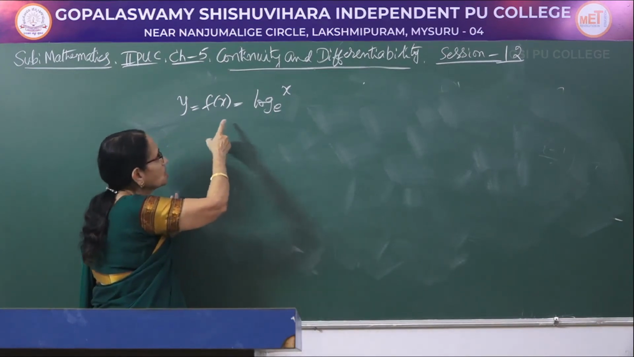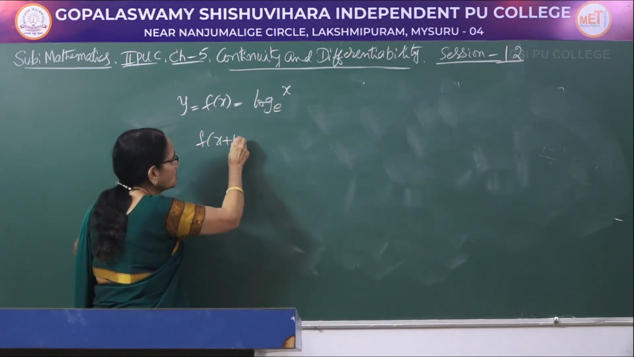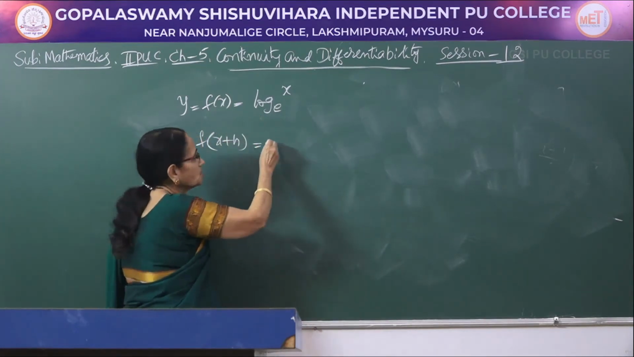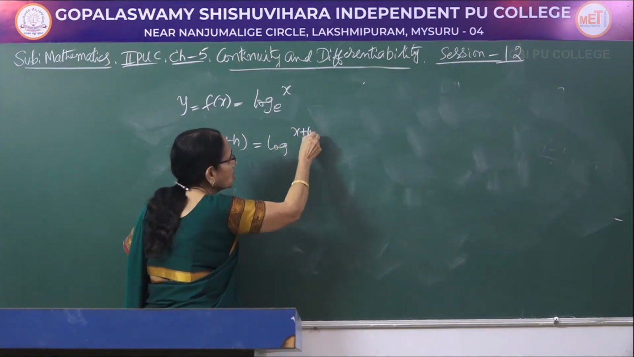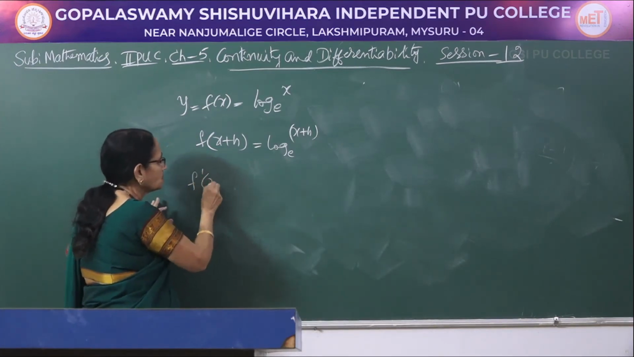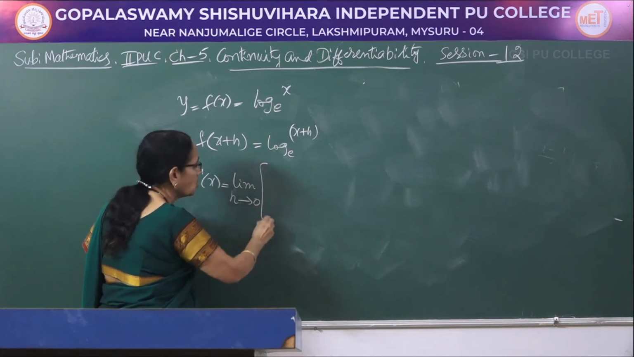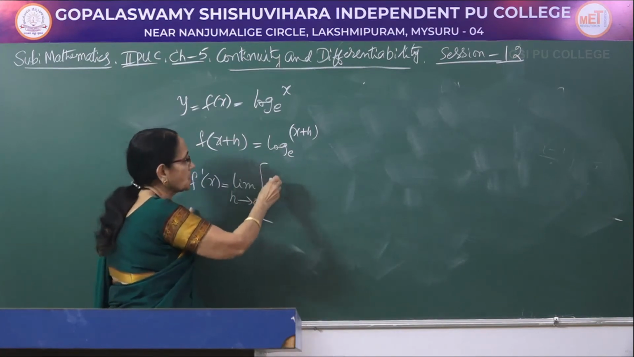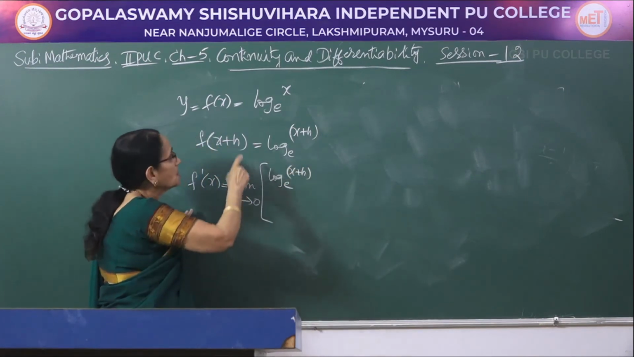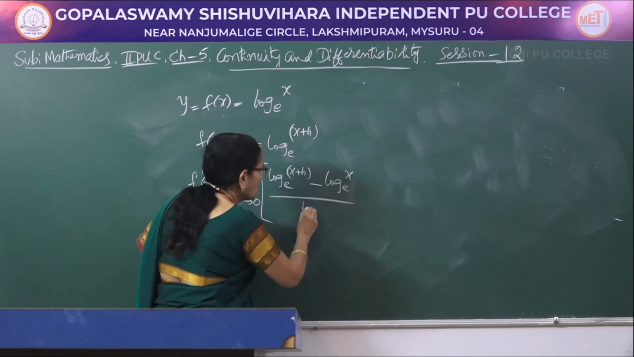So let y equal to f(x) be equal to log x to base e. Now increase the value by h, the usual one. Whenever it is given, write it as x plus h. Wherever x is there, write x plus h: log of x plus h to base e. Now let me use the formula. f dash x equals limit h tending to 0 of f of x plus h, first term, that means log of x plus h to base e, minus f(x), that is log x to base e, divided by h.